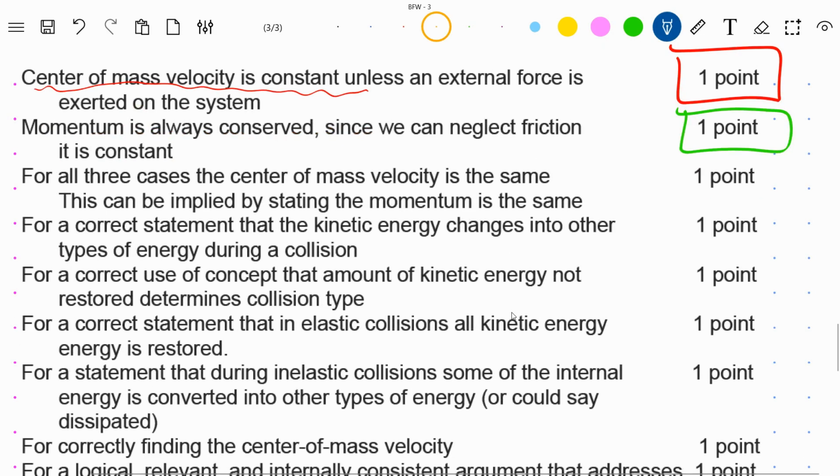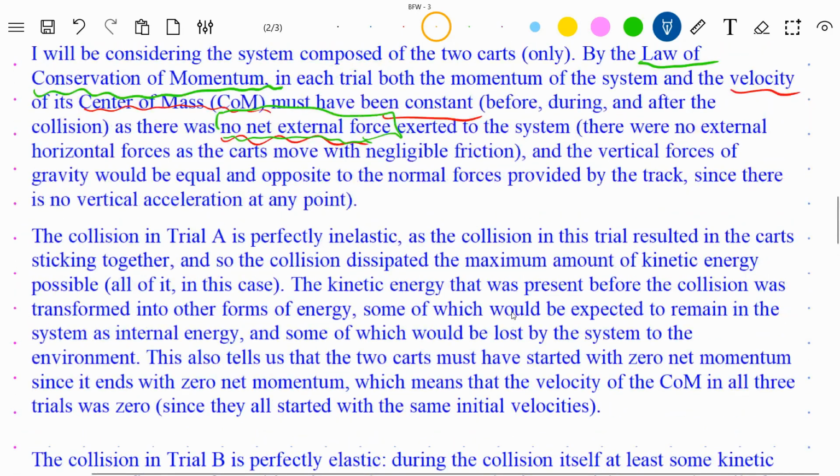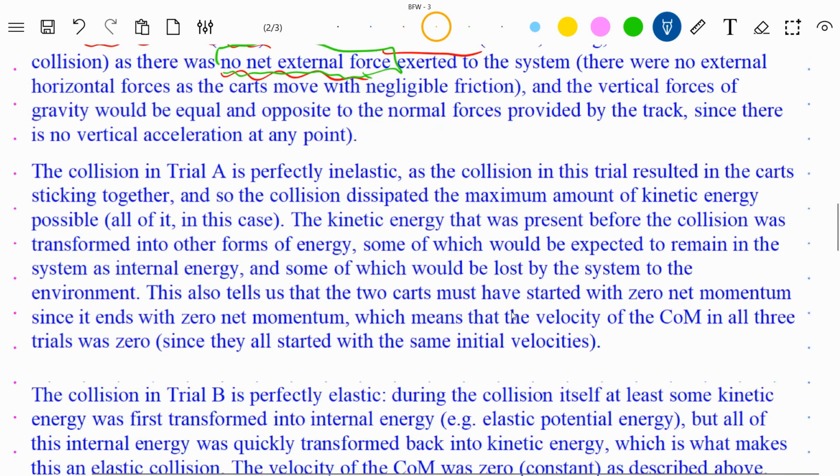Next point. Point 3, or the third point, is that for all 3 cases, the center of mass velocity is the same. Of course, that can be implied by stating that the momentum is the same in all 3 cases. So the center of mass velocity is the same in all 3 cases. I think I explicitly said that, again, pretty early on, where I said, this also tells us the 2 carts must have, oh yeah, right here. The velocity of the center of mass in all 3 trials, I didn't just say the same, I actually called out that it was specifically 0 in all 3 cases, since they had the same starting conditions.